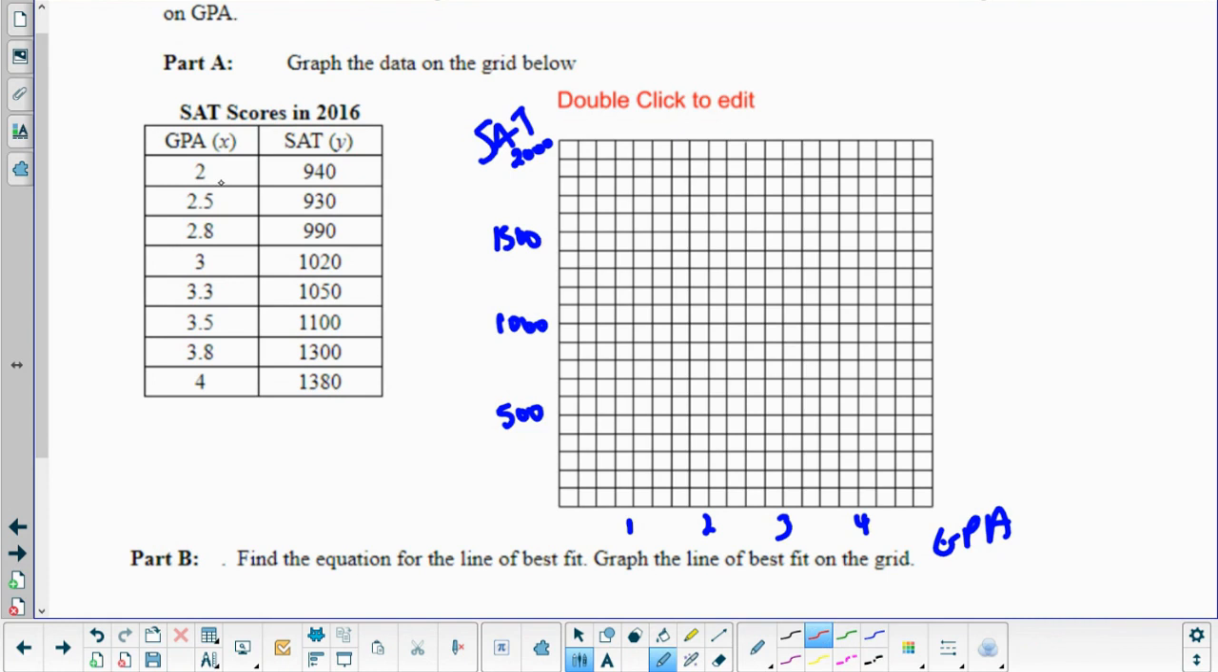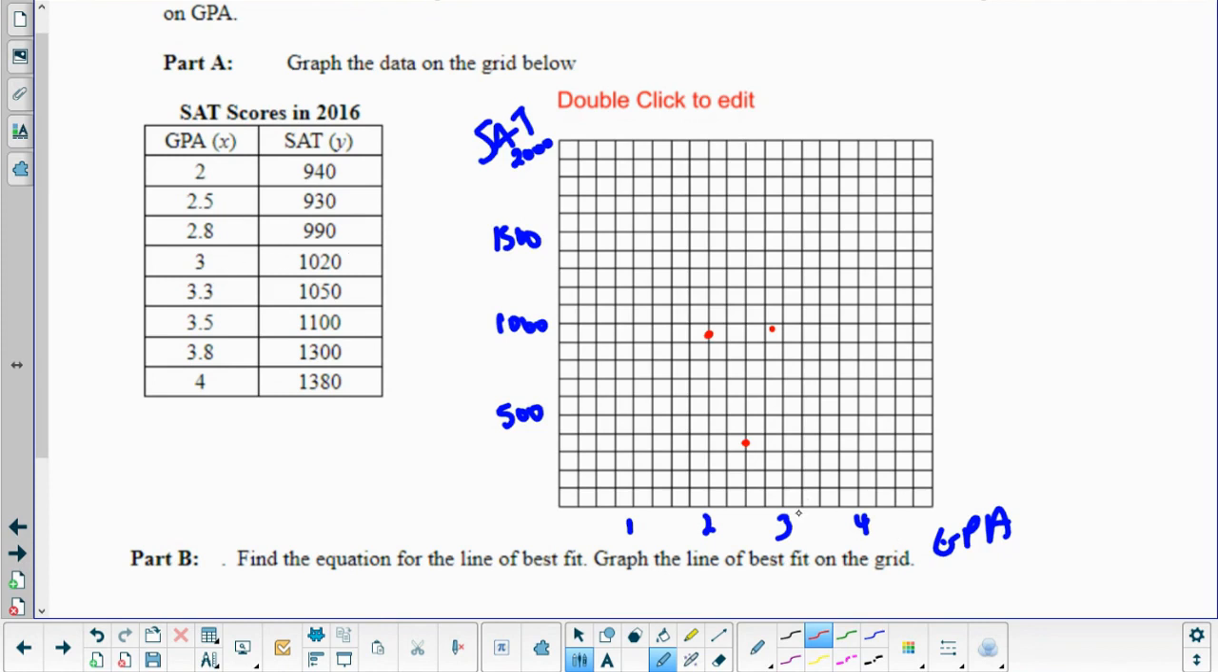All right, so when the GPA is 2, our SAT score was 940. So I'm going to try to estimate the best I can. So there's 5, 6, 7, 8, 940 would be a little bit above, like right there. All right, 2.5 was 930. Okay, 2.8 would give us 990. Well, this is 2.75, so 2.8 would be a little bit more than that. And we go up to 990, which is almost 1,000. Okay, I'm trying to get as close as I can for these.